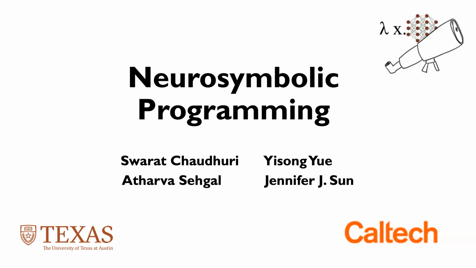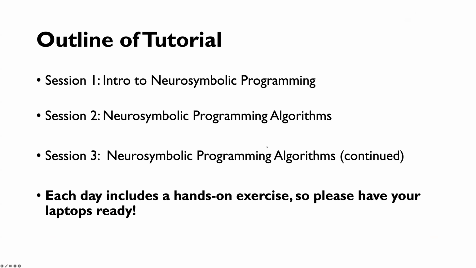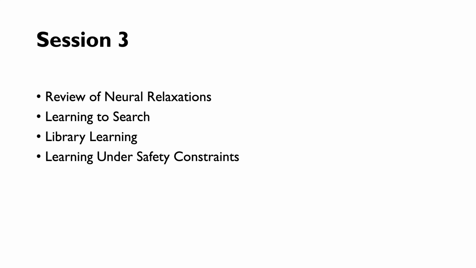Session of the Neurosymbolic Programming tutorial. So this is session 3, and basically we're just going to do a really brief survey of some advanced topics, and then we'll conclude with our final hands-on exercise, which will be a tutorial on using neural relaxations for informed search for program synthesis. And so here is the outline of the session.